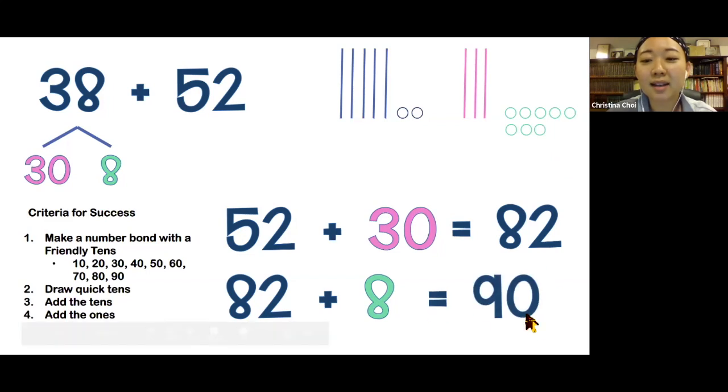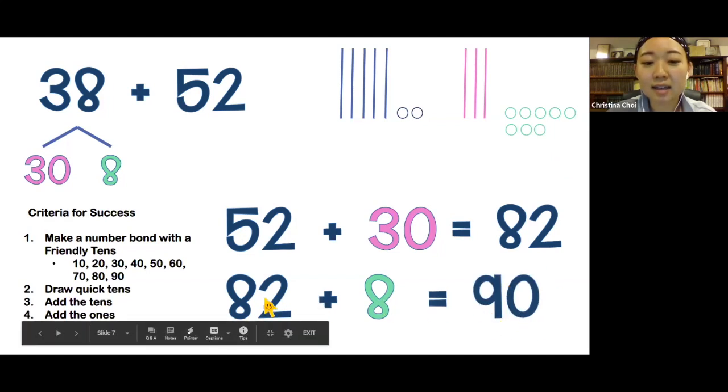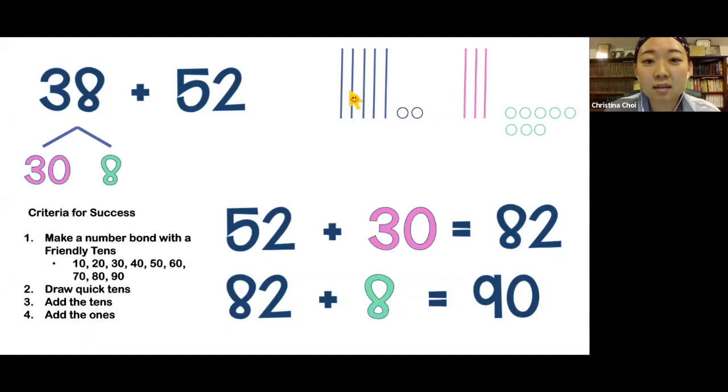Let's see. Yes, 90. 2 plus 8 was a 10. It became a friendly 10 or a quick 10. And so it could have been easy to count it like this. Ready? 10, 20, 30, 40, 50, 60, 70, 80, and then 90. Do you see that? How it's a full 10 frame.